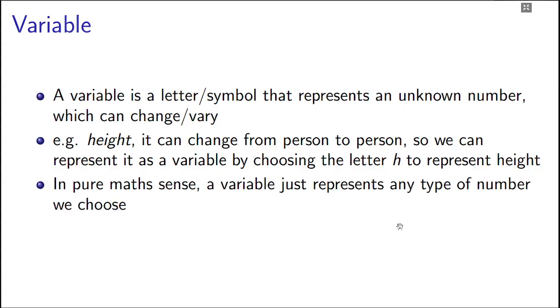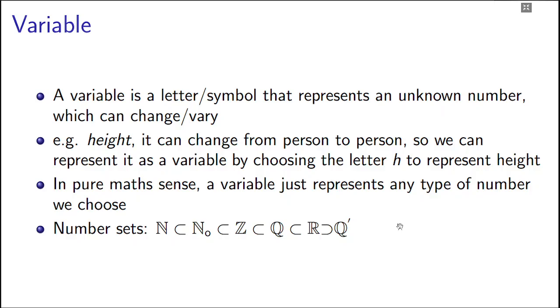Now, in mathematics, a variable just represents a pure number. That's why we say pure maths. So here we are mainly going to be representing pure numbers. Number sets, must remember this. These are just the types of numbers when we group them. The naturals, the whole, the integers, rationals, the real, and irrational.